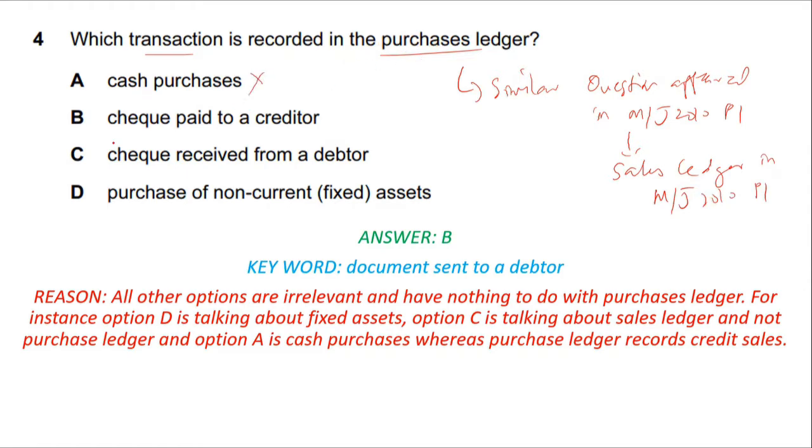Cash purchases, no. Check paid to a creditor, yes. Check received from a debtor, this would be the sales ledger. Purchase of non-current assets, this is irrelevant to the purchases ledger. So option B would be the correct answer for multiple choice 4.